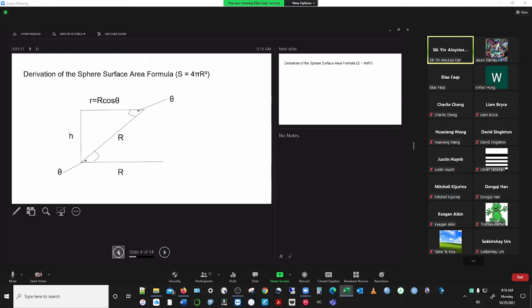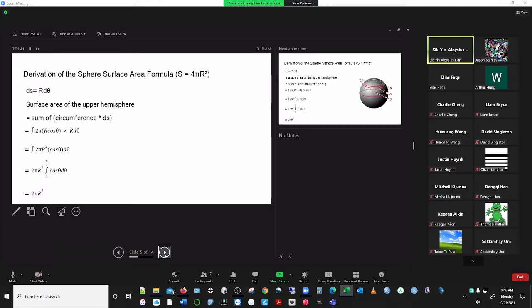Take a look at this figure. This is just the 2D version of the figure in the previous page. As lowercase r and capital R are parallel to each other, the theta are the same in the figure, and lowercase r is equal to capital R times cosine theta. Okay. Take a look at this figure again.